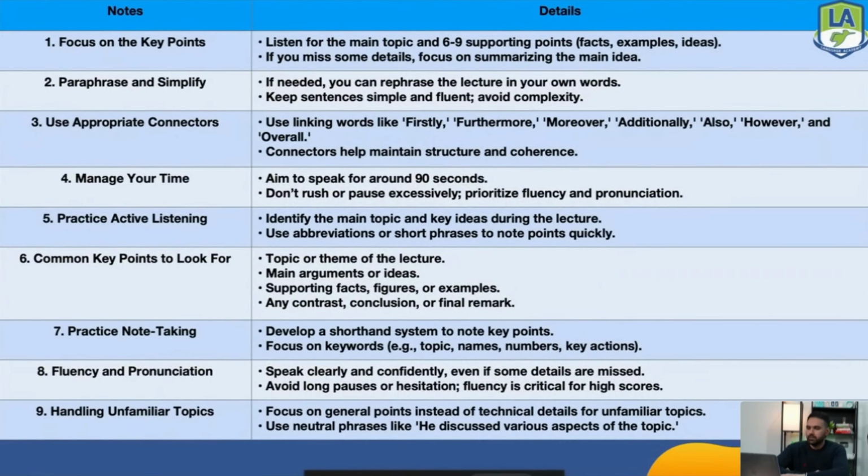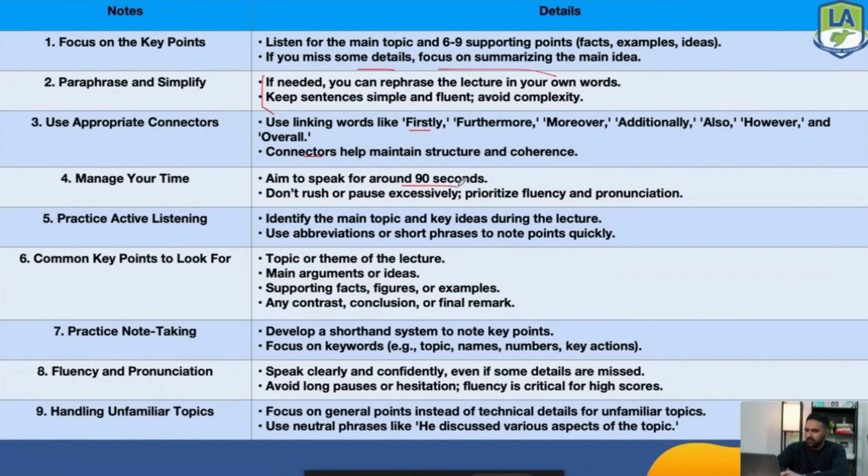Have 6 to 9 phrases if you're taking phrases. If you miss some details, just focus on the main ideas of whatever you're left with. If you have fewer keywords, you can repeat the same. Keep the sentences simple. Do not use complex words. Use connectors like furthermore, moreover. Do not repeat the same sentence. Firstly, he told about, furthermore, he told about, moreover, he told about. Avoid this, please. Try to have connectors in place.